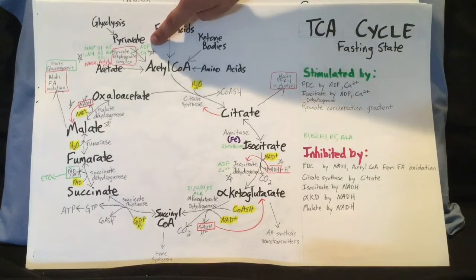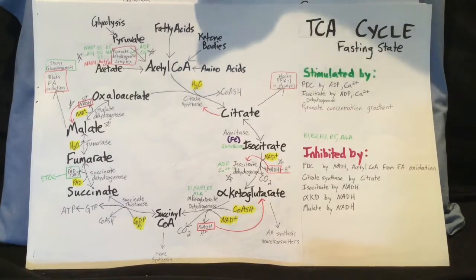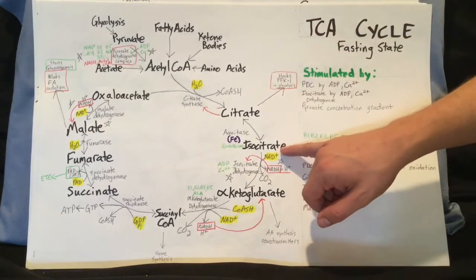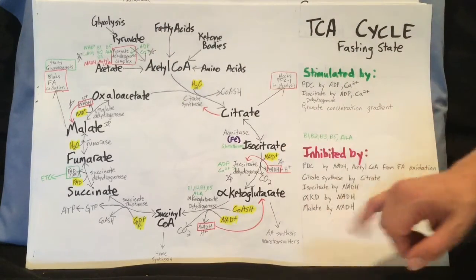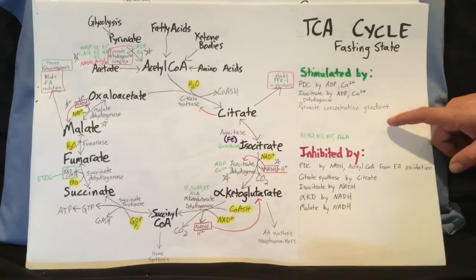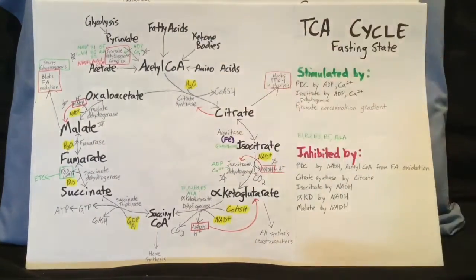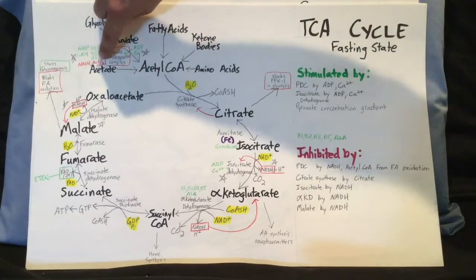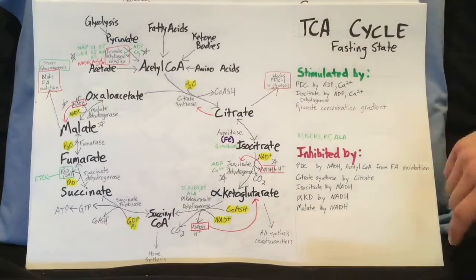It is also stimulated by ADP and calcium, again, coming into the muscle cell saying, hey, we're working, let's get this thing going. Isocitrate dehydrogenase, we talked about being stimulated by ADP and calcium as well, and the pyruvate concentration gradient is also one of the things that starts this off. Now, inhibitions of the TCA cycle, this we said inhibited by the NADH and the acetyl-CoA, signifying a buildup, and we don't need to keep going.